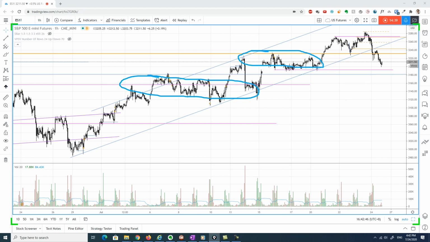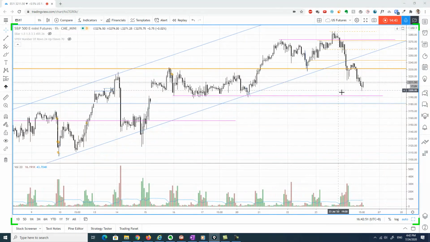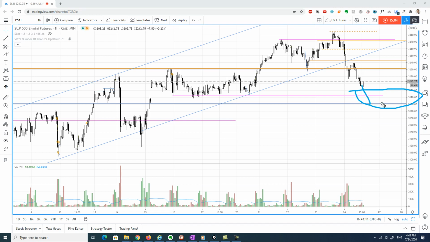As long as it is still above the first level I'm watching, which is the pink axis line at 3180 to around 3190, I think we are still bullish. I still stand with my bullish view because it still has a chance to test it, bounce back up and just trend higher.